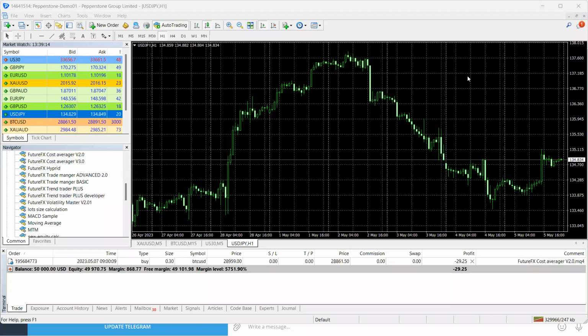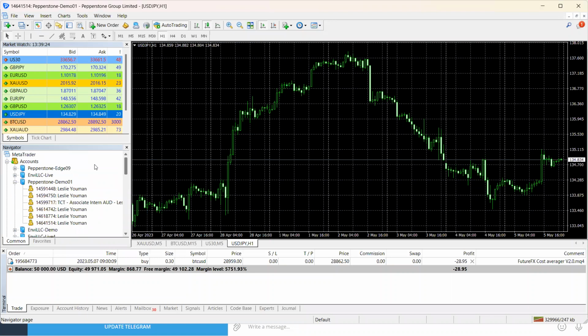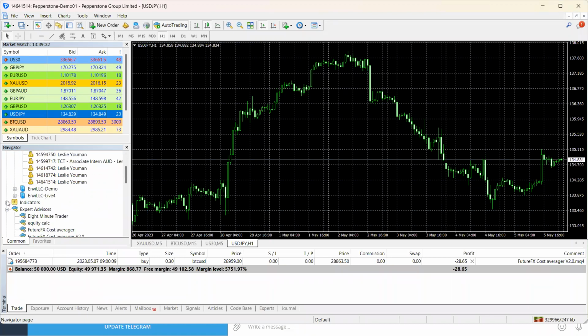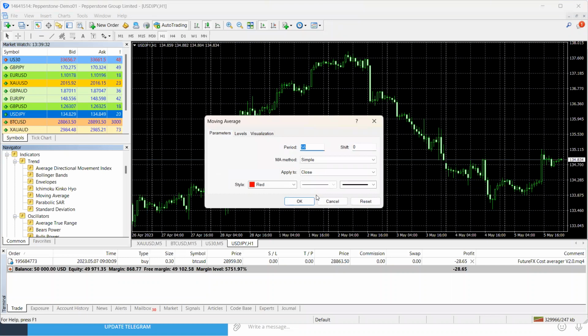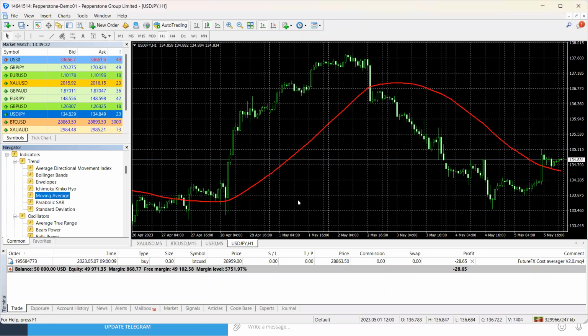So we have a chart. I don't have anything on it yet, but I'll just put a moving average on it so we can see a little bit more. Okay, so one thing, we're just going to go through a few things that you could do to help an EA out.